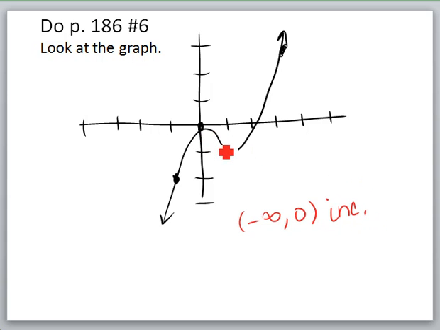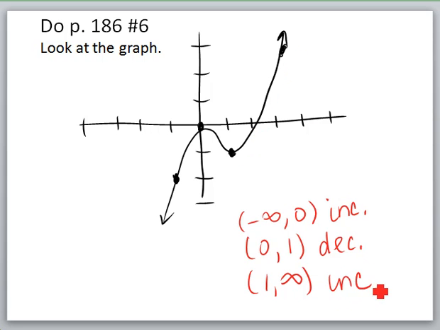Then from 0 to 1, notice I'm using parentheses, meaning that those values are not included because the value at 0 has the slope of the tangent line of 0, and here at 1, the slope of the tangent line is 0 as well. So it's not positive or negative. So again, the slope of the tangent lines of the curves are positive here, so I know it's increasing. Then the slope of the tangent lines of the curves are negative, so I know that this part is decreasing. And then the last part, from 1 to infinity, those slopes of the tangent lines are all positive, so it's increasing.